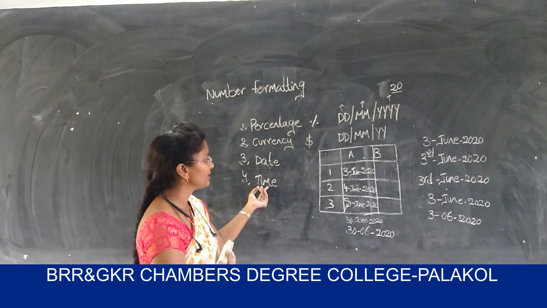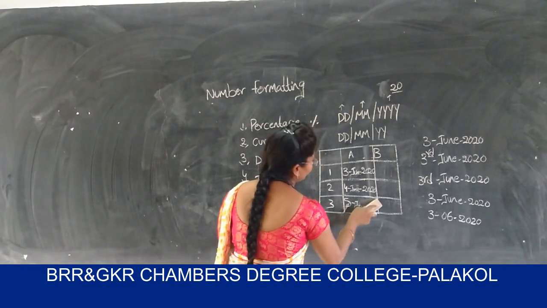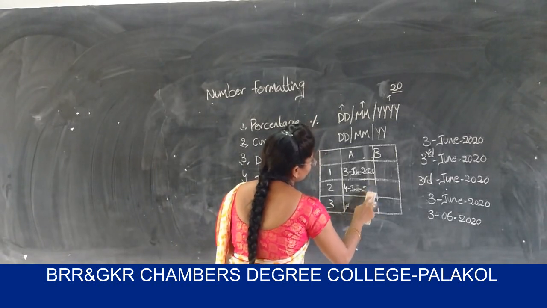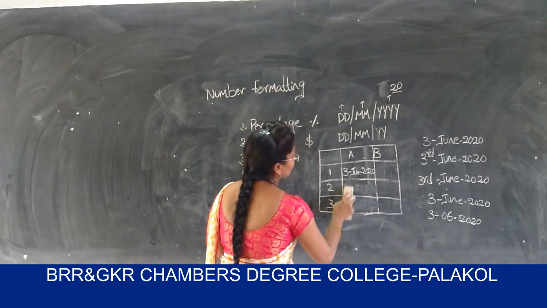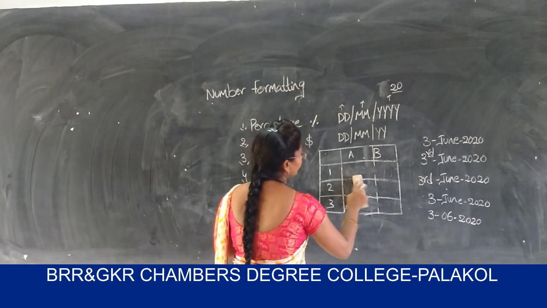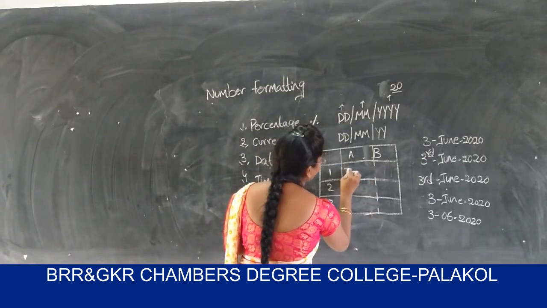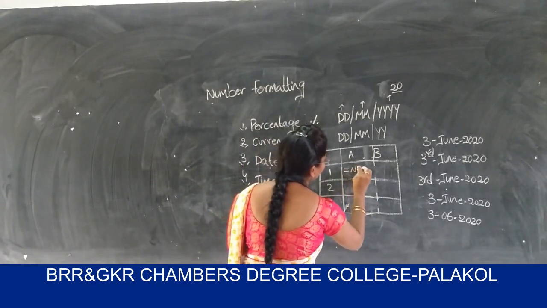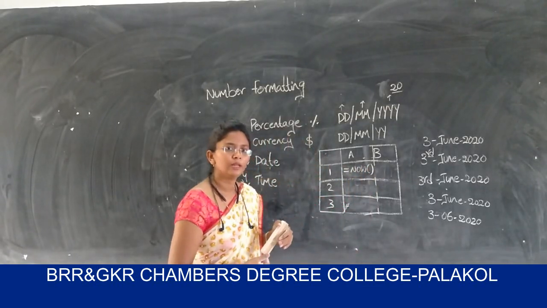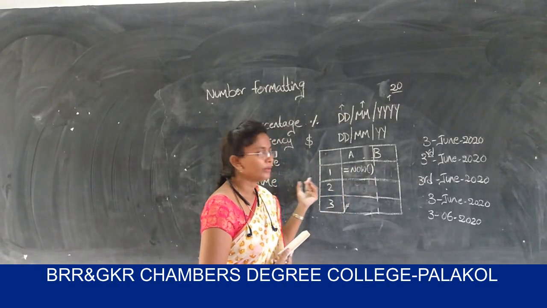And the last one is time. How can you enter the time in Excel? We have a simple formula to display the current time or current date in the Excel sheet. If you enter the formula equal to symbol NOW and brackets, the current date and time will appear on your Excel sheet.